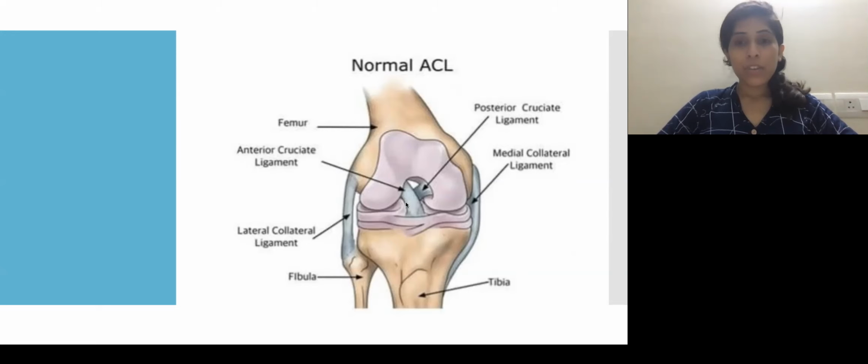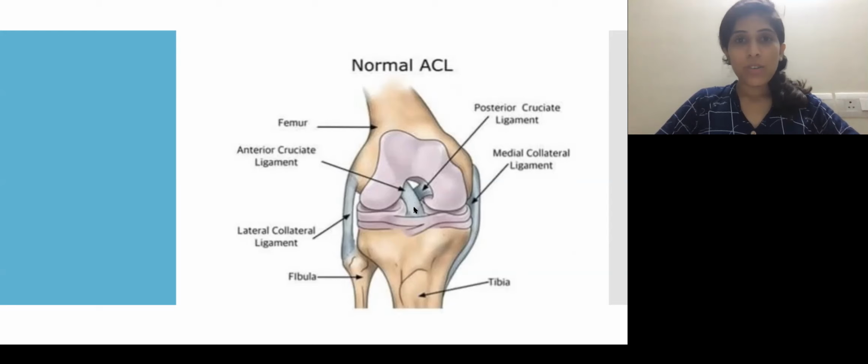So it is present on the lateral aspect of the medial condyle of the medial tibial plateau, or we can say it is present in between the intercondylar space. Then it extends upward and in the posterior direction, and it gets attached to the posterior medial aspect of the lateral femoral condyle.